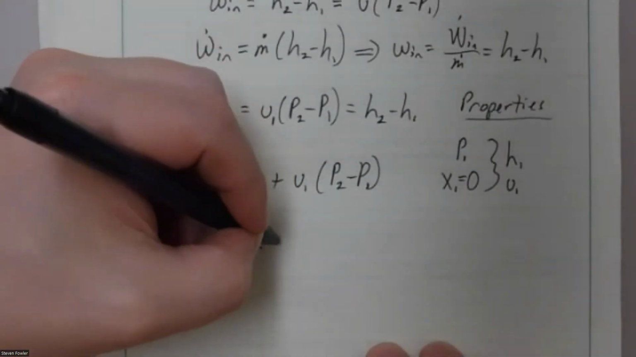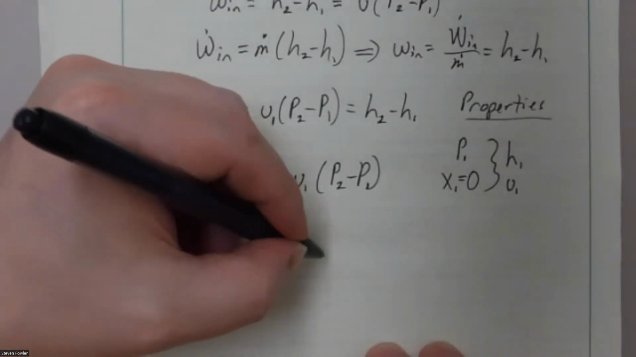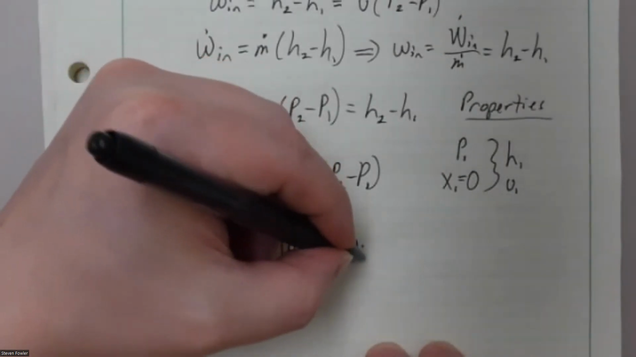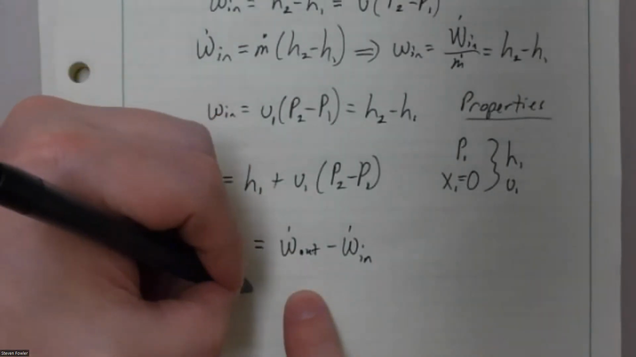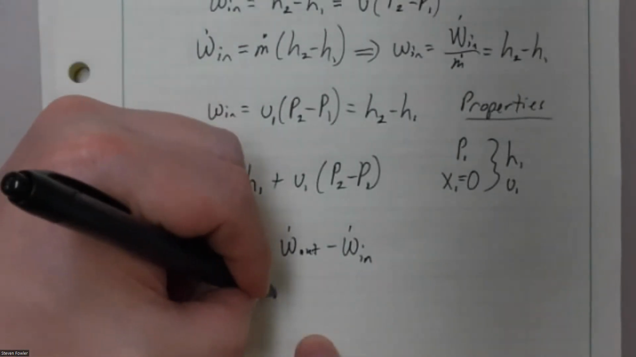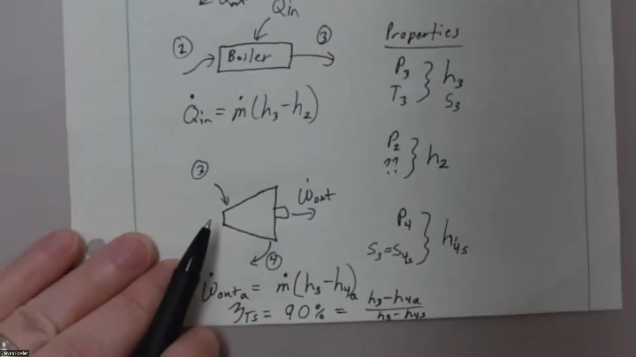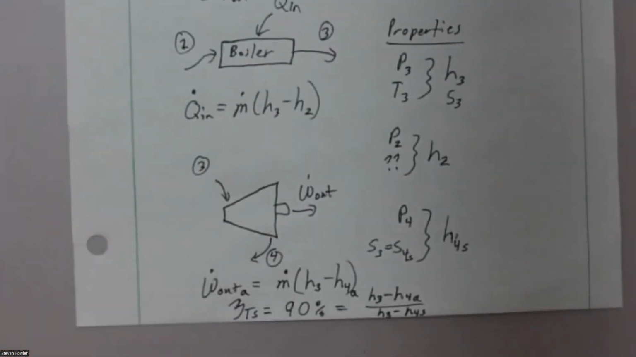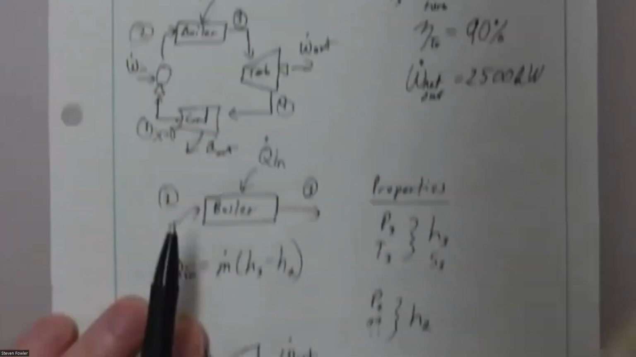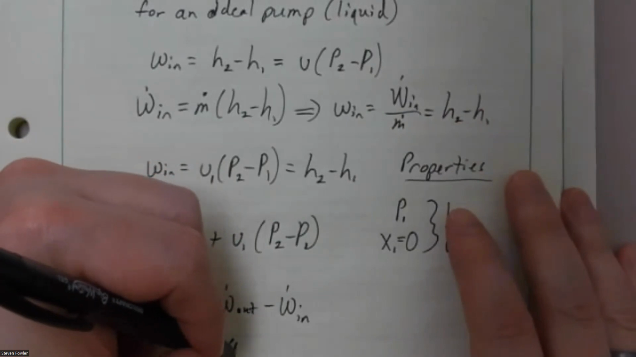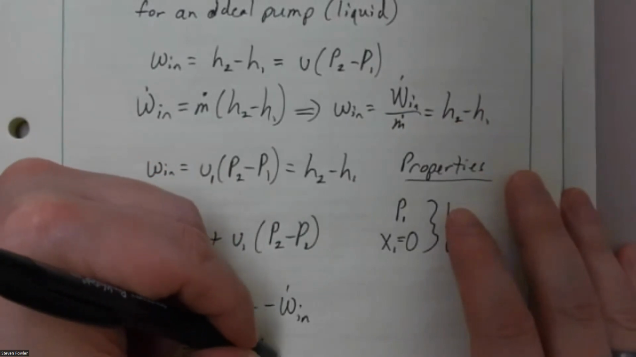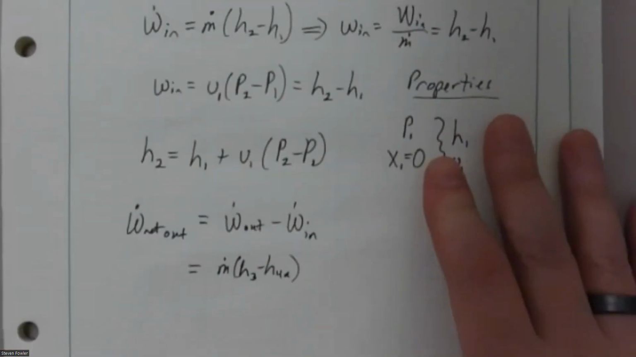Yeah, it's the difference between the power out and the power in, which occurs at the turbine. Go back to your diagram. This is M dot. We've already done this one. This is M dot times H3 minus H4 actual, which we've said we can get to.